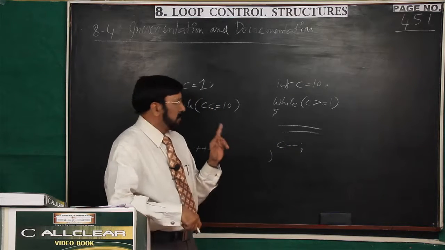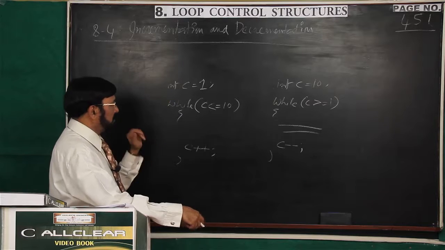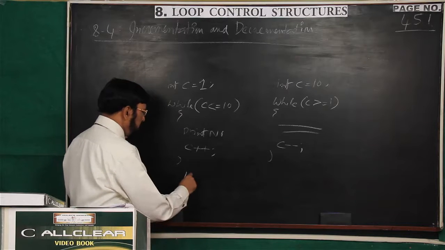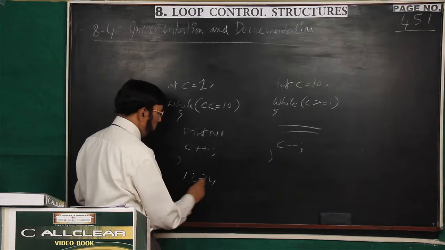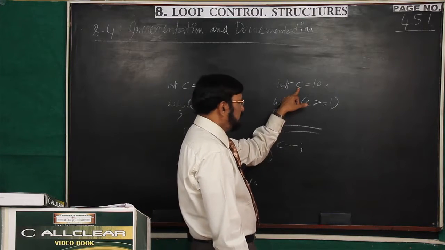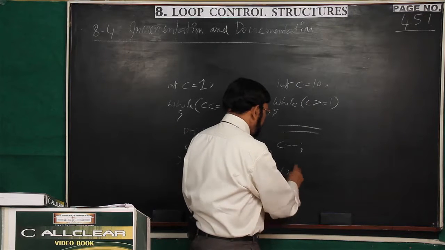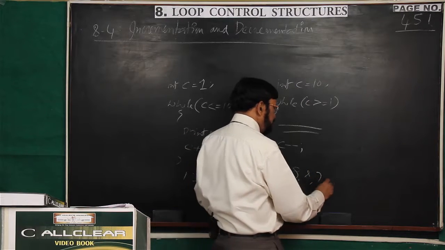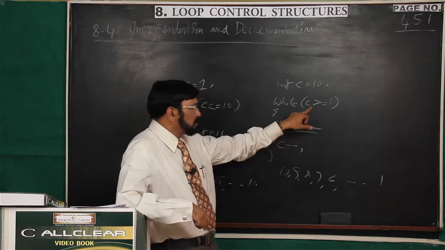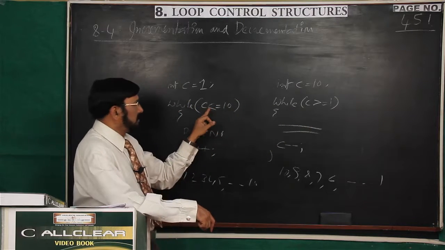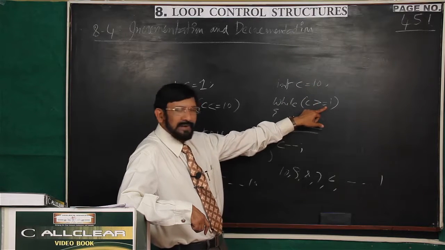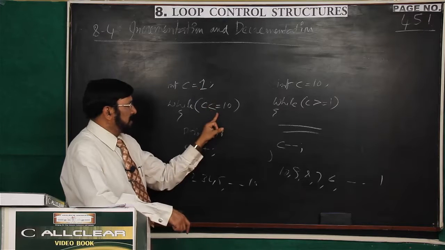You see that? Suppose it is printing of numbers, print number, then how does it print? 1, 2, 3, 4, 5 up to 10 it prints. In this case, the starting initialization is 10. 10, 9, 8, 7, 6 up to 1 it prints. So you should be very careful regarding this. Here less than or equal to 10, here greater than or equal to 1. Starting from 10 and ending with 1. Starting from 1 ending with 10.